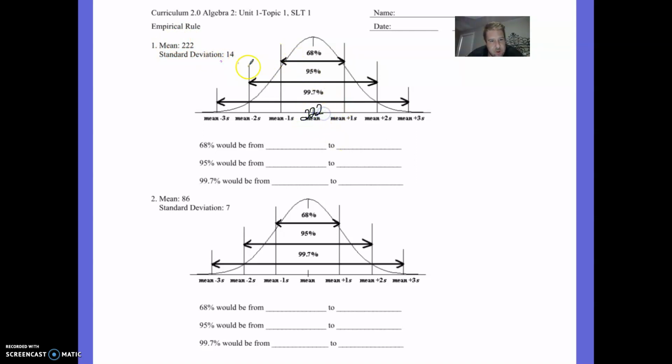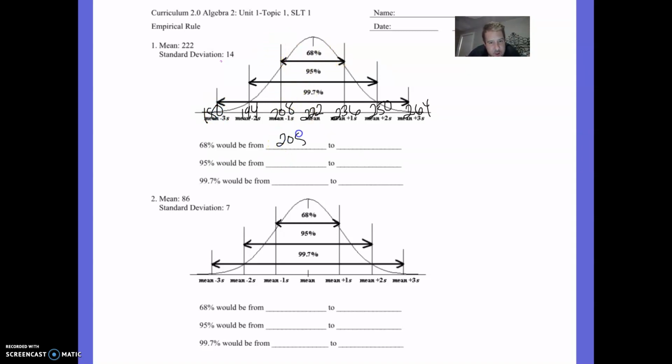So 222 goes there. And the standard deviation means that's the distance away, so that's plus 14 on this side, gives me 236. If I add 14 again, I get 250, and then if I add 14 again, I get 264. Do the same thing subtracting, so 222 minus 14 gives me 208, and then subtract 14 again, you get 194, and then subtract 14 again, and you get 180. All right, so that means 68% of the data is within 1 standard deviation.